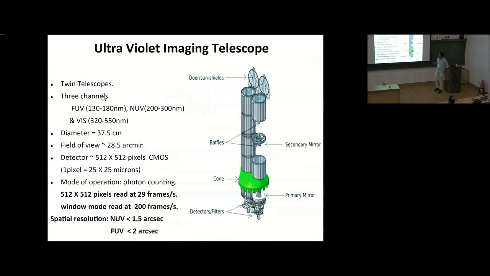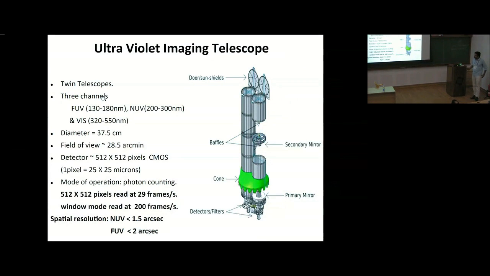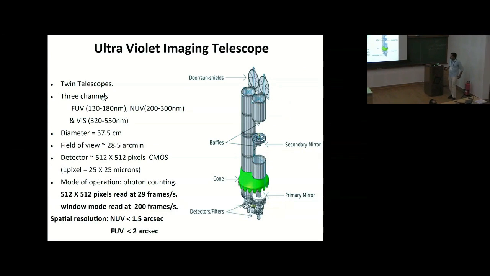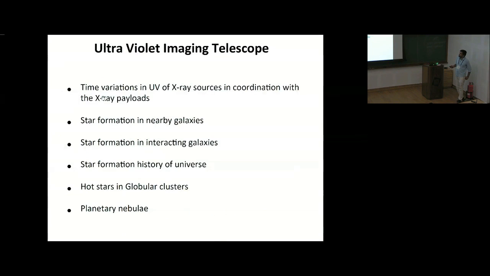So this is the Ultraviolet Imaging Telescope. It's a twin telescope: one telescope for far UV alone, and another for the near UV and VIS channel. The diameter is 37.5 and the field of view is 28.5 arc minutes. The important thing is that it can read at a frame rate of 29 frames per second, as well as a window mode of 200 frames per second. The spatial resolution is significantly better than any other previous mission like GALEX. It's less than 1.5 arc second in near UV, useful for nearby galaxies, star formation history of the universe, globular clusters, and planetary nebulae.